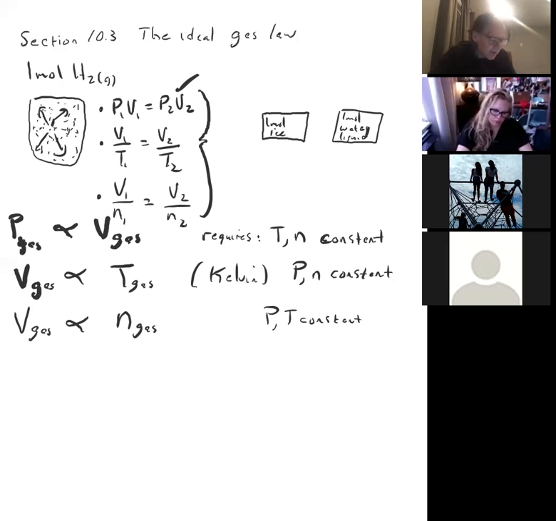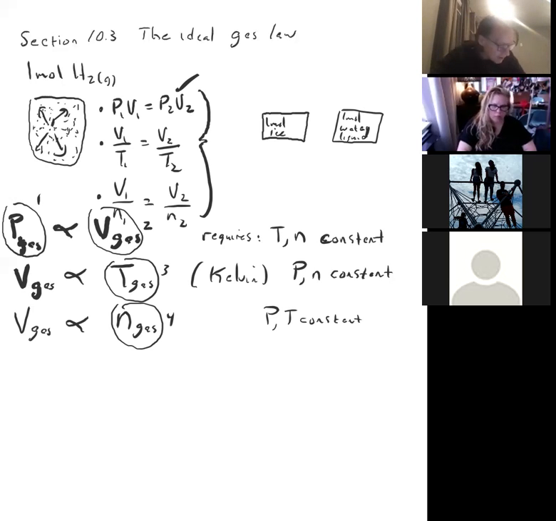So what we have to do is take into consideration that there are actually 1, 2, 3, 4 different variables in the properties of gases. So let's put all those variables together, and here's what you end up with. The pressure of the gas times the volume of the gas is proportional to the number of moles of gas times the temperature of the gas.